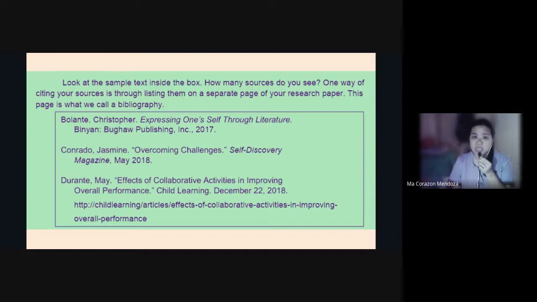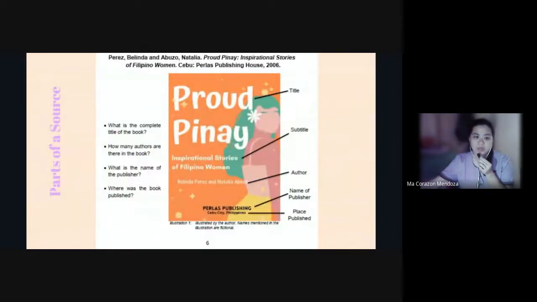Now, class, be reminded that a bibliography can be found at the end of your paper. There is a separate page in the research paper, and it's called bibliography, and that's where you will list the sources that you have used in writing your paper. Okay, now in order for us to successfully make a bibliography, you have to be aware that a certain source has different parts.